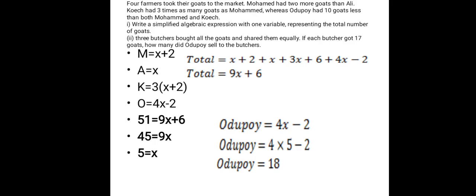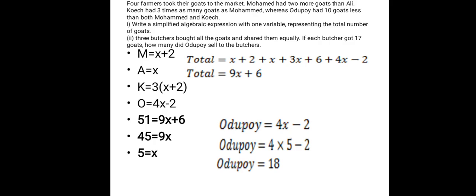Now we have Muhammad. Let's assume that what he had was x plus 2. Therefore, Ali had x. Koech had 3 into x plus 2, because Koech had 3 times what Muhammad had. Muhammad had x plus 2, because Muhammad had 2 more goats than Ali. So that is it.